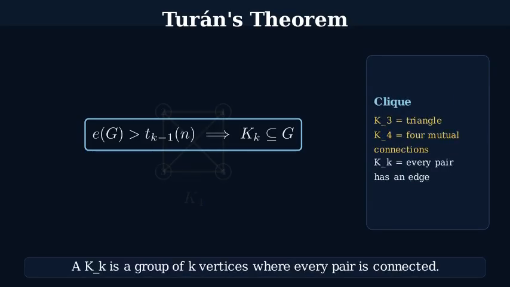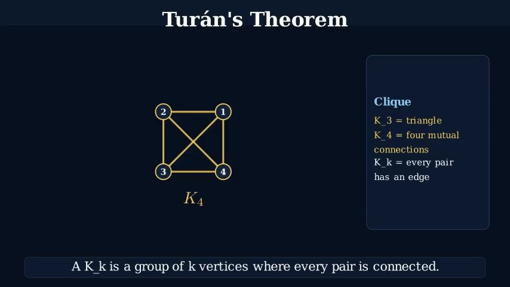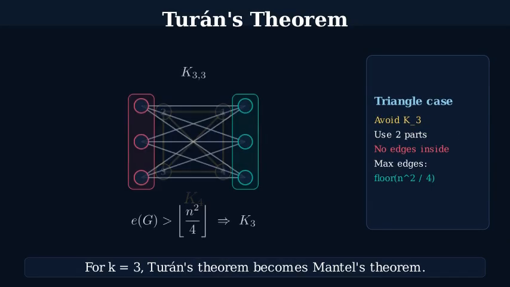First, a reminder. A clique is a set of vertices where every pair is connected by an edge. A K3 is a triangle. A K4 is 4 vertices with all 6 possible edges. In general, a K_k is a fully connected group of k vertices. The first famous case is k equals 3. Mantel's theorem says that an n-vertex triangle-free graph has at most floor of n squared over 4 edges. So if you cross that number by even one edge, a triangle is forced to appear.